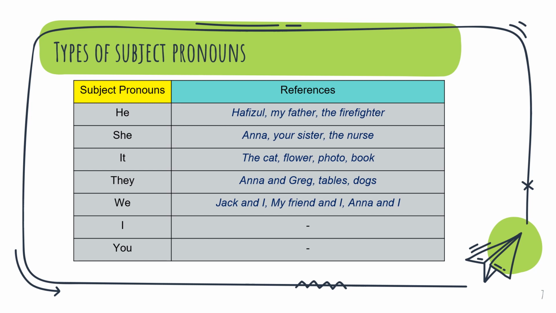Next, look at we. For example, Jack and I, my friend and I, Anna and I. You can use the word we. For I and you, there are no references because it only describes yourself. So that's why there are no references for I and you.